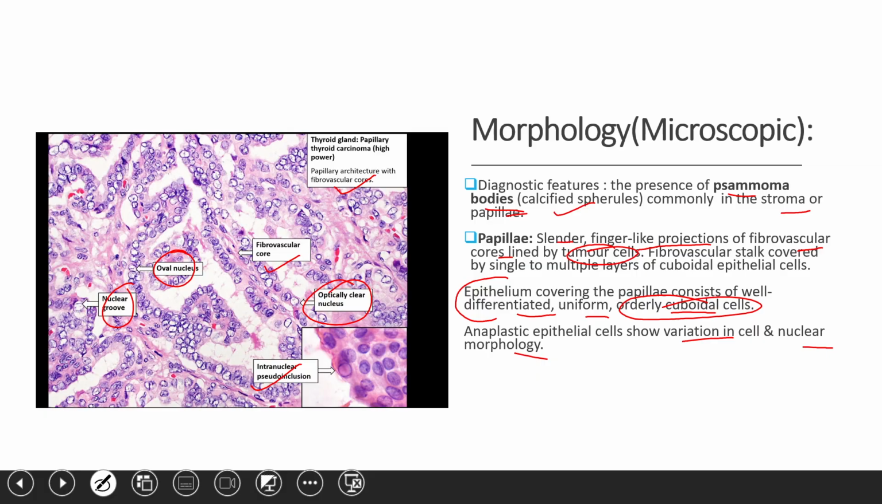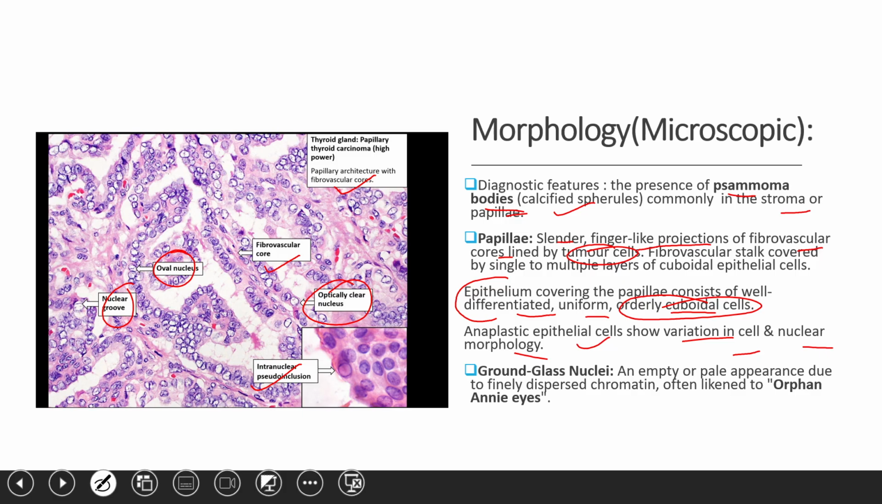But in the case of anaplastic epithelial cells, there is variation in the cell as well as in the nuclear morphology. And the nuclear feature can be an empty or pale appearance due to finely dispersed chromatin, often called Orphan Annie eyes appearance or ground glass nuclei. Such things can be seen here.